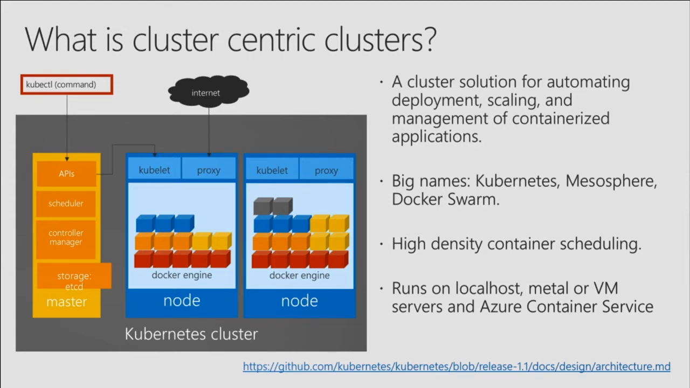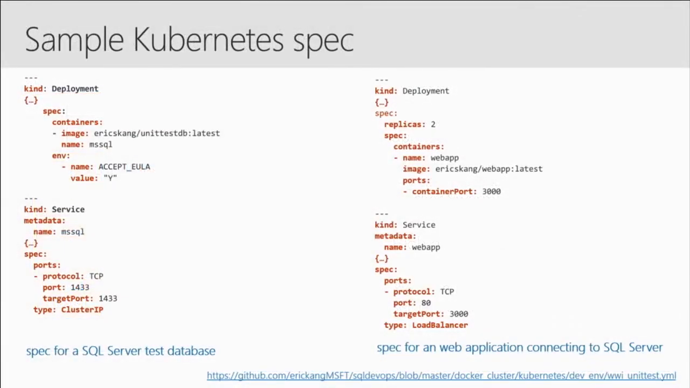The good thing is that Kubernetes or these cluster solution tools run on localhost. Like I'm going to use my laptop to run a single node cluster today to do the demo. And it can run on bare metal servers or VM servers. Or it can run on cloud providers like Azure Container Service. Google has their version of container orchestration service as well. Amazon has one. So there is a cloud version of that too. I will also tackle that in a later slide.